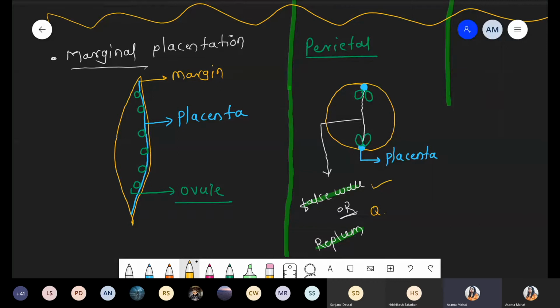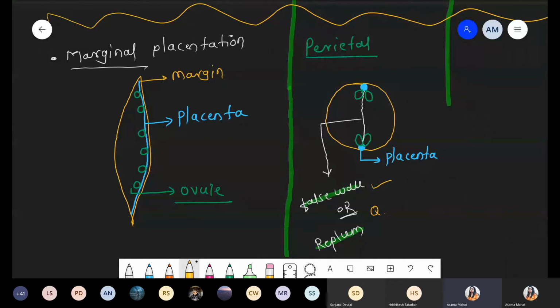What is the meaning of replum? Replum divides the ovary into two chambers. We call that a bilocular ovary. So it is just a hypothetical wall. It is not exactly a wall. It's just hypothetical, a false wall.